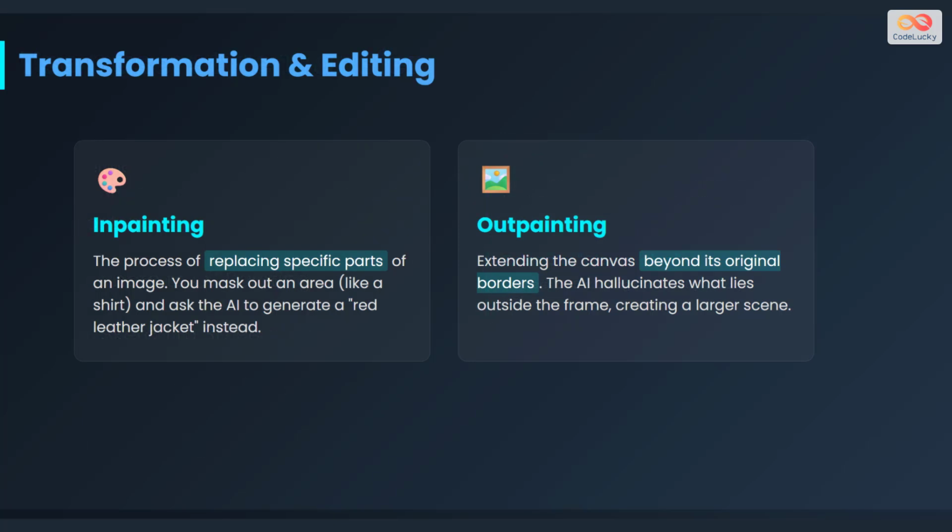Beyond just changing styles, we have powerful editing techniques. Inpainting lets you mask out a specific part of an image, like a shirt, and ask the AI to replace it with a jacket. Outpainting does the opposite. It extends the borders of your image, letting the AI imagine and draw what exists outside the frame.